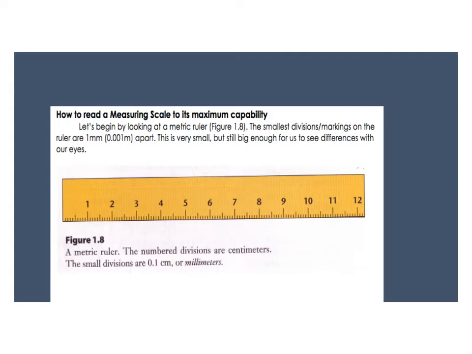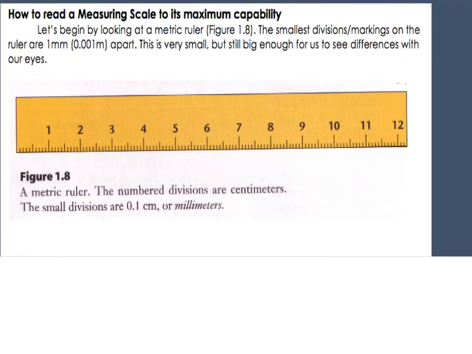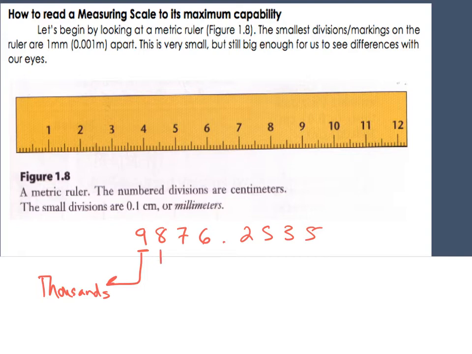Well, let's begin by looking at this metric ruler here. What I always like to start with is making sure that people understand place value. As I roll through, imagine that I've got a number like 9876.2535. First thing I want to go through is just make sure we understand what each of those places are called. If I start over here on the left, that 9 is in the thousands place. The 8 is in the hundreds. The 7 is in the tens. And the 6 is in the ones.